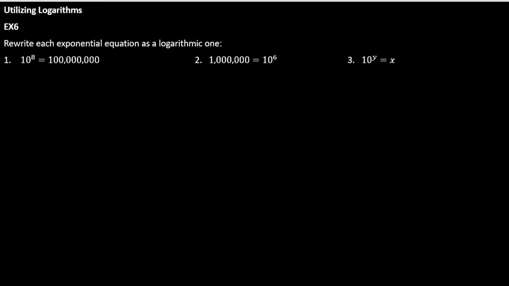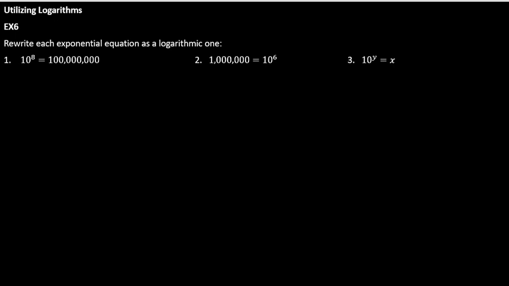Okay, so now we're just going to do some algebraic messery to play with these a little bit. We've got an exponential equation, and we're being asked to rewrite them as a logarithmic one. Let's go ahead and do that. 10 to the 8th is equal to 100 million. Obviously, we know that's true. You can throw that in the calculator, or you can just count the zeros. It'd be 1 with 8 zeros.